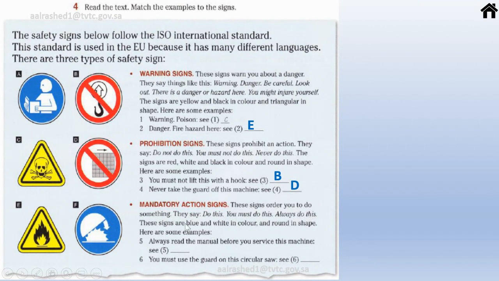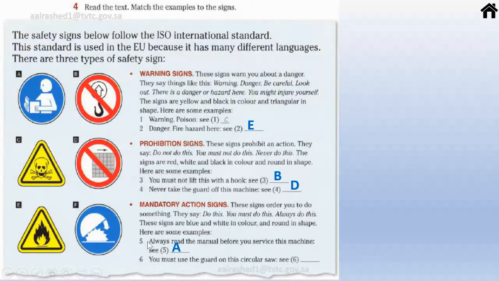Here are some examples. So we're talking basically about A and F, because we talked about the triangular shapes and the prohibition signs. Always read the manual before you service this machine. So read. So basically this is A. As you can see, we have a person who is reading. So whenever you see this sign, it tells you to read. If you saw the sign in this shape, it tells you the opposite, to not read.